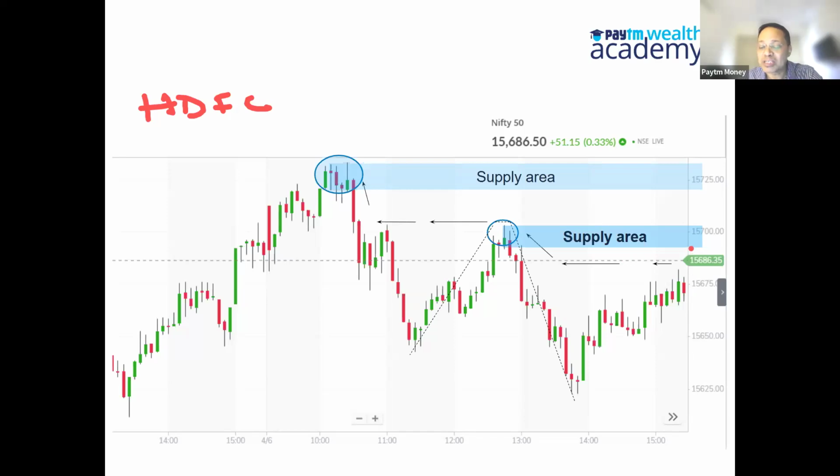Very close to the supply zone. It was at the supply zone, but overhead there is another supply zone. Yes or no? Do you remember, guys, that example that we have shown? So how to identify a zone?